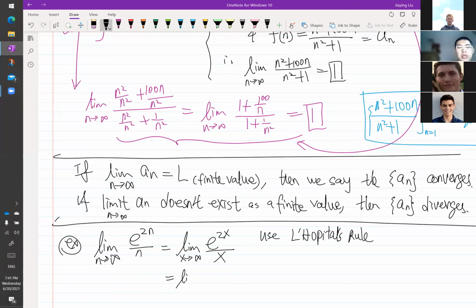Which means we're going to take the derivative of the numerator, take the derivative of the denominator, and then try to take the limit. So the derivative of e to the 2x is 2e to the 2x. The derivative of x is 1. So now we get rid of the denominator going to infinity, and it's okay to take the limit as x goes to infinity. That's just going to approach 2e to the 2 times infinity. That's e to the infinity, which approaches infinity. And this is not a finite number.